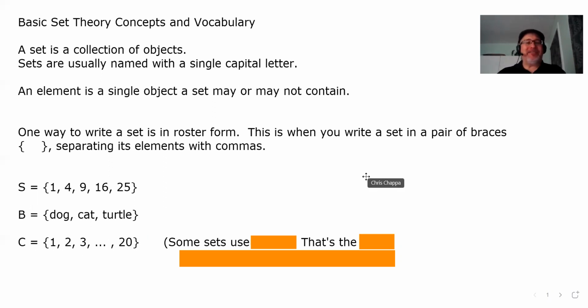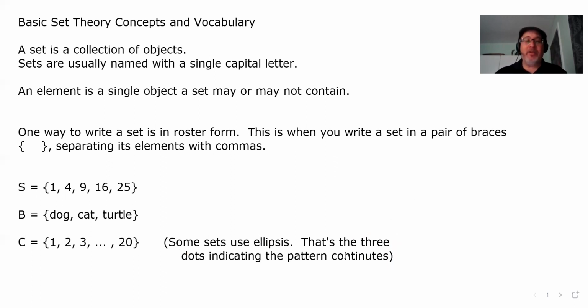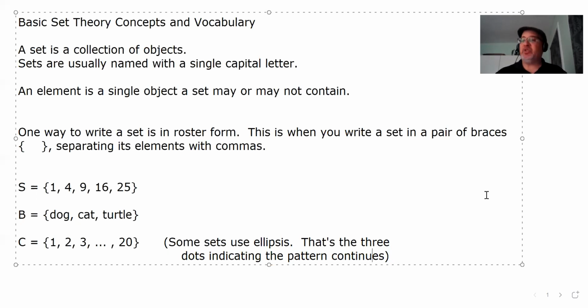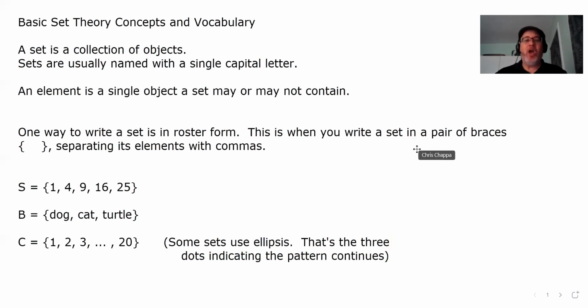Or we could say something like the set C contains the elements 1, 2, 3, all the way through 20, and notice the three dots. Those three dots are called an ellipsis. That's the three dots indicating that the pattern continues. Whenever you see the three dots, it just means I've established a pattern and it keeps going until I tell you that it stops.